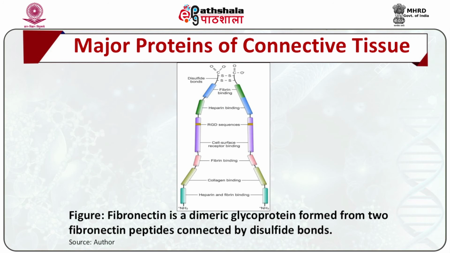The two types are, first, the soluble plasma fibronectin, also called the cold insoluble globulin, which is the major protein component of the blood and is produced in the liver by hepatocytes. Second is the insoluble cellular fibronectin. It is the major component of the extracellular matrix.